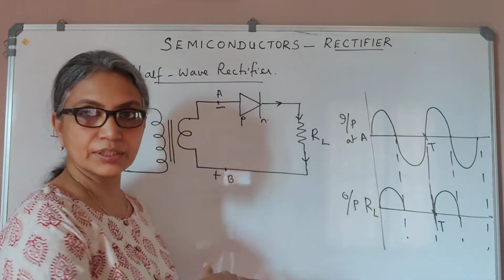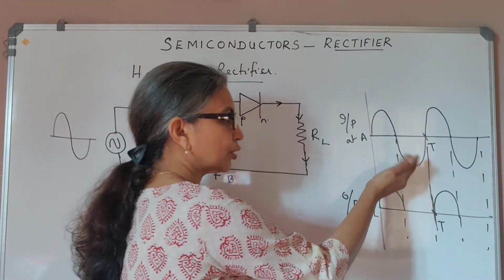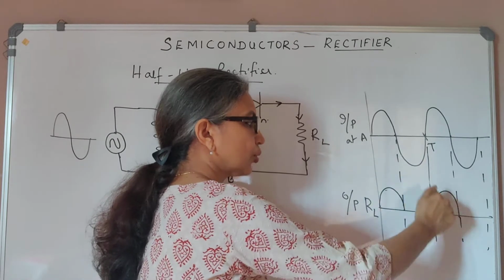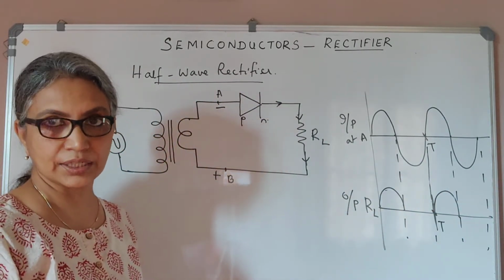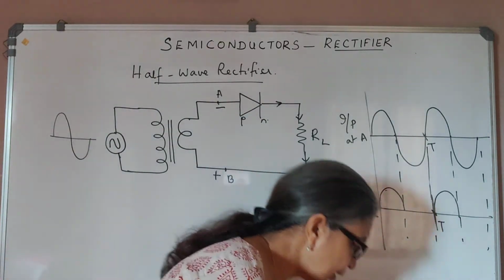Now in your full wave rectifier, we are able to rectify the negative half cycles also into the positive cycle, and that is the advantage of using a full wave rectifier. Let's see how we can do that.